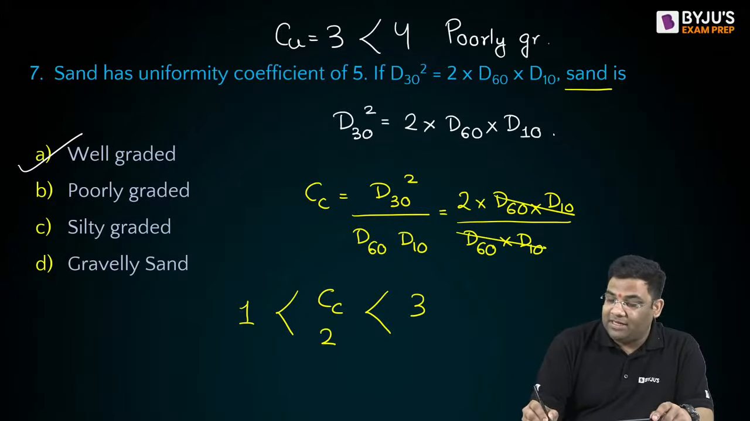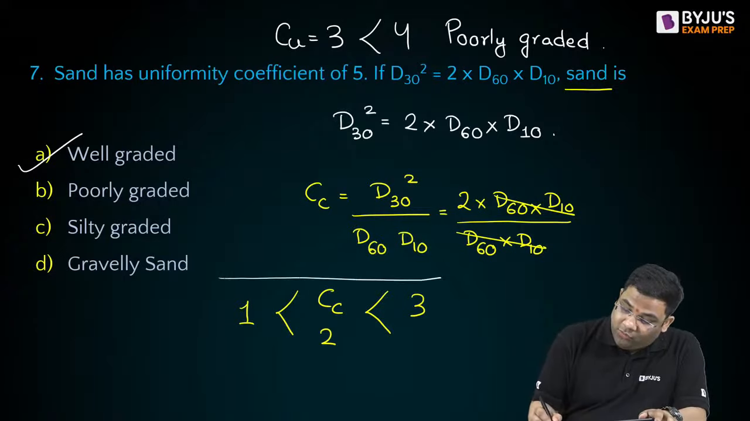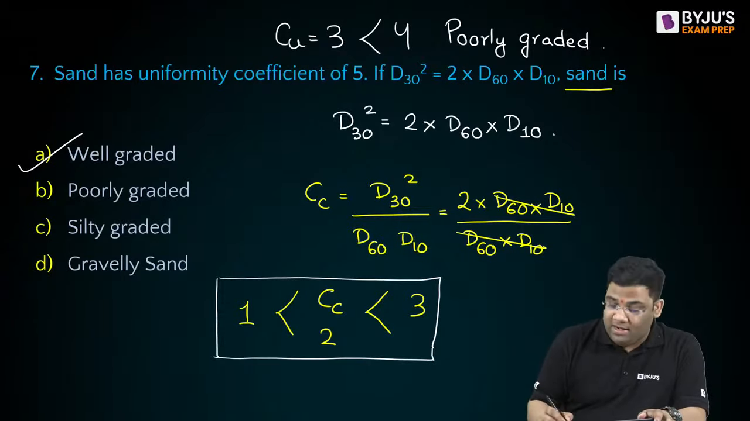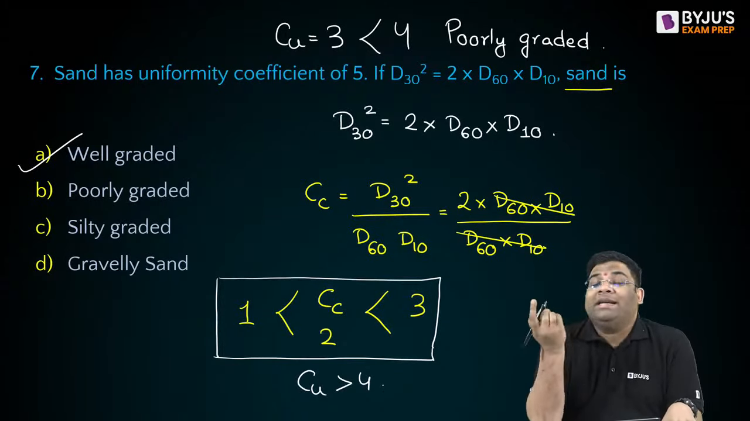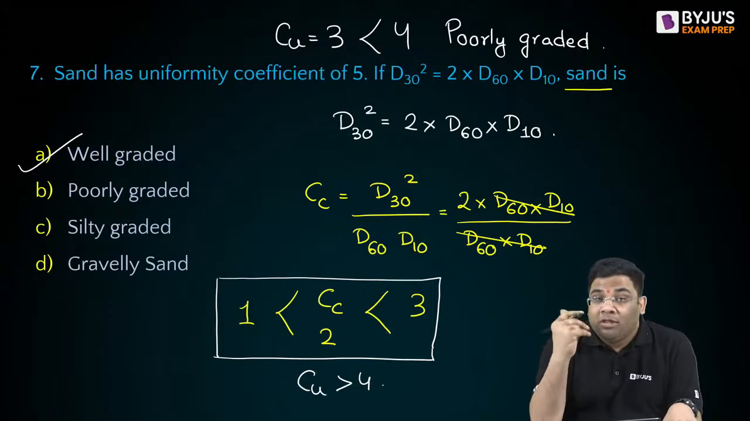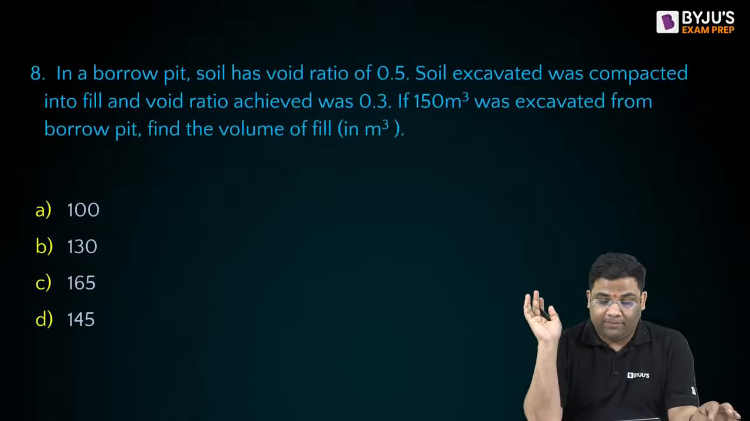Remember this condition: both the conditions have to be satisfied, not only one. So Cc has to be within 1 and 3 and Cu has to be greater than 4. It is not only one condition satisfaction. Both the conditions should be satisfied, then only I can say this. Let us solve the next question.